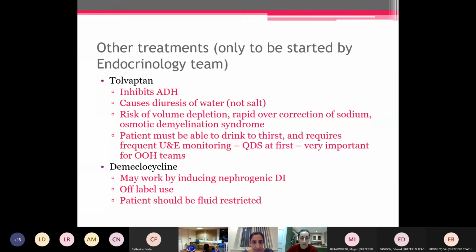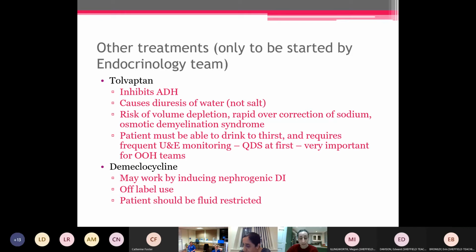But it's really important that you, especially the ones that work out of hours and are seeing the jobs come in, are aware that if someone's on tolvaptan, when we say they need bloods QDS, they need bloods QDS because there is a risk that the sodium is just going to shoot up. And once we've given them the dose, we can't undo the dose, but we can give them other treatment to try and bring the sodium back down.